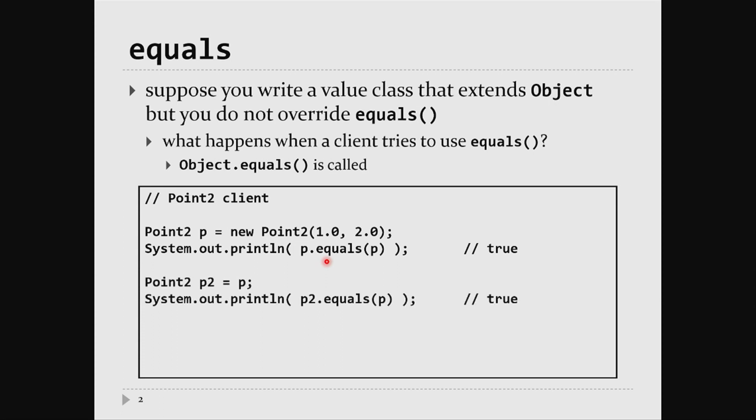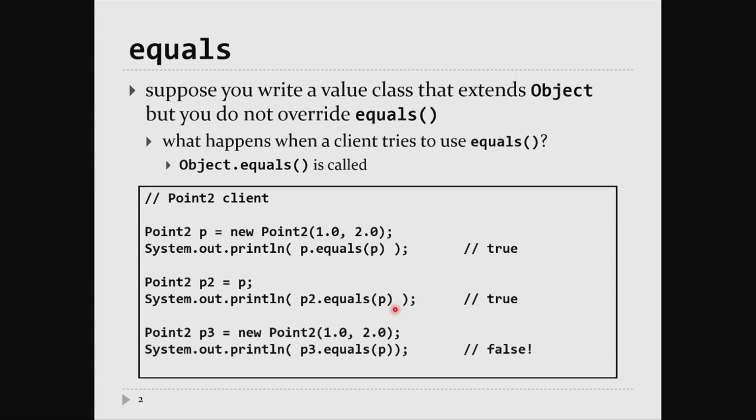Okay. So now I write p2 equals p. Now remember what this does. When you write Point p2 = p, you make a new reference called p2, but you don't make a new point object. What you're saying here is that p2 is the same point as p. It refers to the same point object that p does. So when you ask if p2 equals p, the answer is again true, which makes sense, because p2 and p refer to the same object.